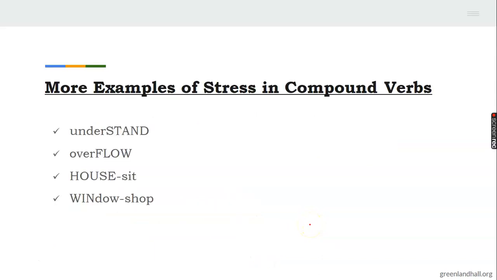Alright. More examples of stress in compound words. We have understand. It carries the stress on the second word. Overflow carries the stress on the second one. This one, outsit, carries its own stress on the first syllable. Window shop. Now look at this. It has its stress on the first syllable of the first word. So watch out for all these. And most times, if you get confused, you can check the dictionary to understand where the stress of a particular word is being placed.